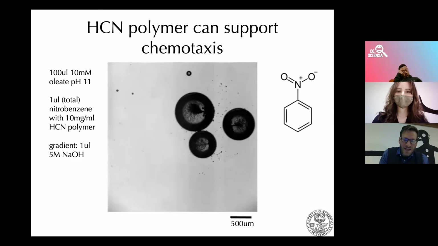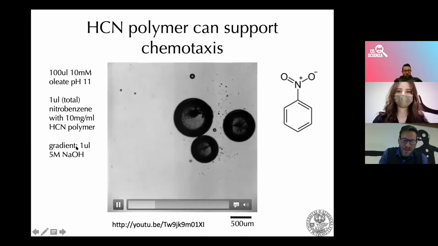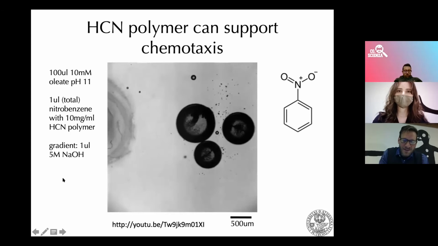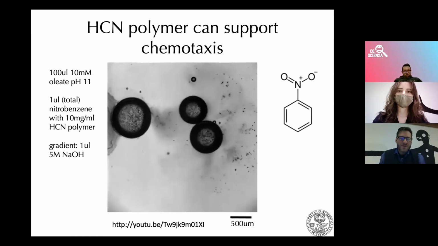And can it do chemotaxis? Well, here are some convective HCN droplets here. Here's some chemistry I put in here. And yes, they're also responsive to chemoattractants. So they're not only motile, but they also can sense the environment and move throughout the environment like we saw before.